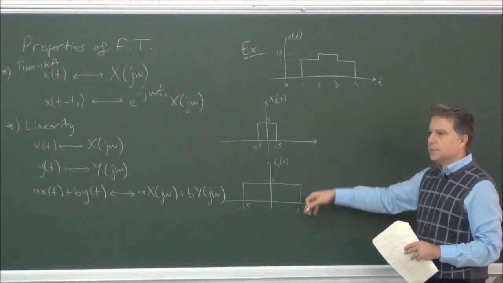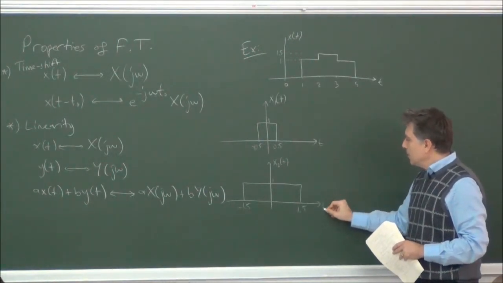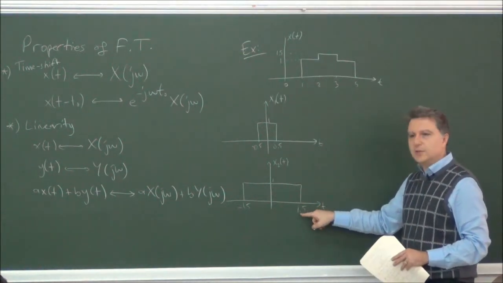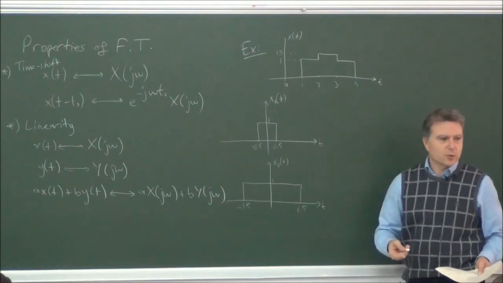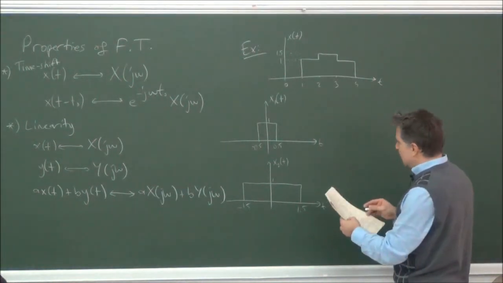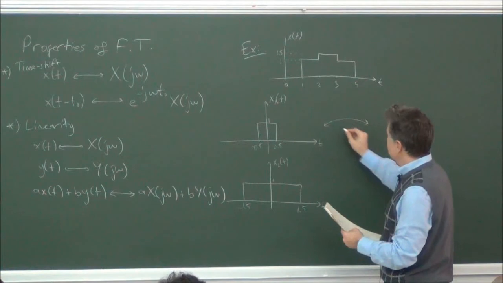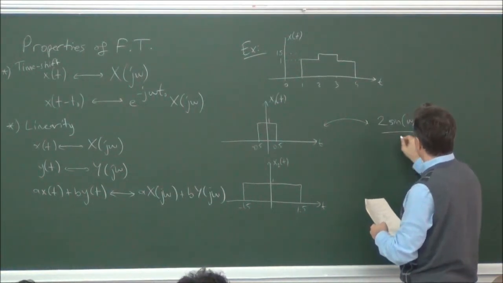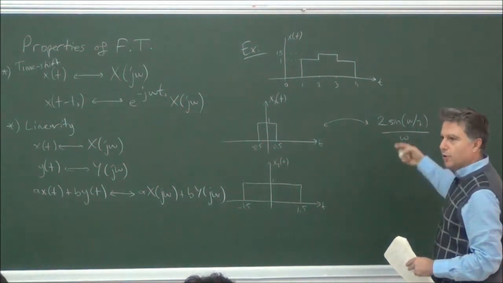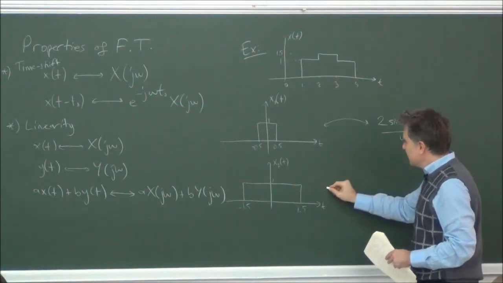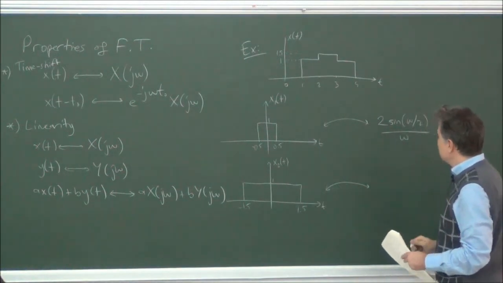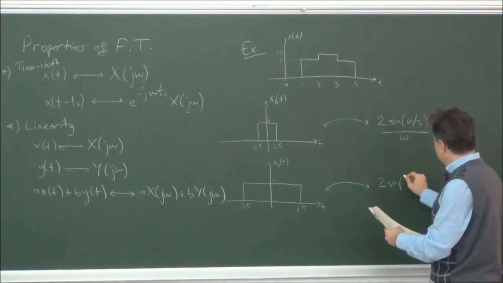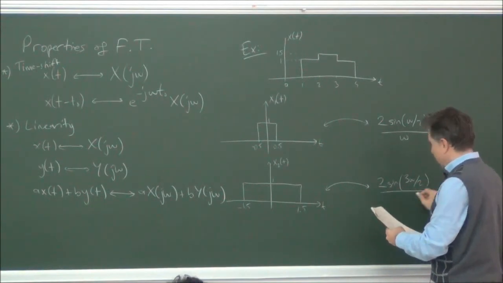Indeed, we have solved this problem for a generic, an arbitrary value of t1. From minus t1 to t1, we already have the solution. So let's write down the Fourier transforms of these things. The first one has a Fourier transform of 2 sine omega over 2 over omega, or sine omega over 2 over omega over 2, which is the simplest sinc function that we can think of. For the other one, it is 2 sine 3 omega over 2 over omega.